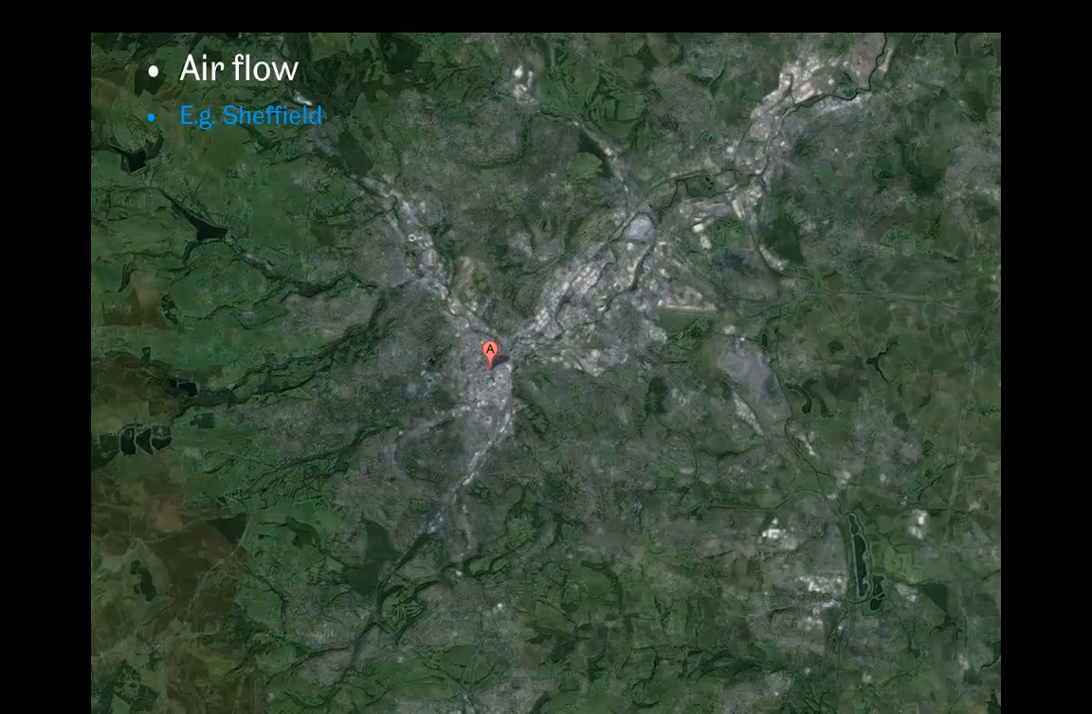So let's have a look at an example. This is Sheffield. Okay. So here we are, city centre. If you haven't explored yet, that's the city centre. Sheffield has the Peak District over on its west. So it's a very large area of countryside, you know, open space.